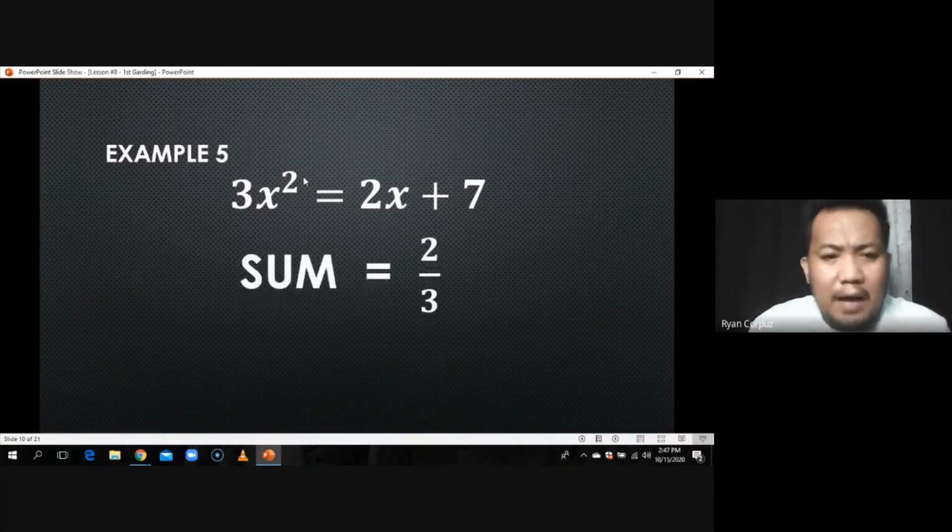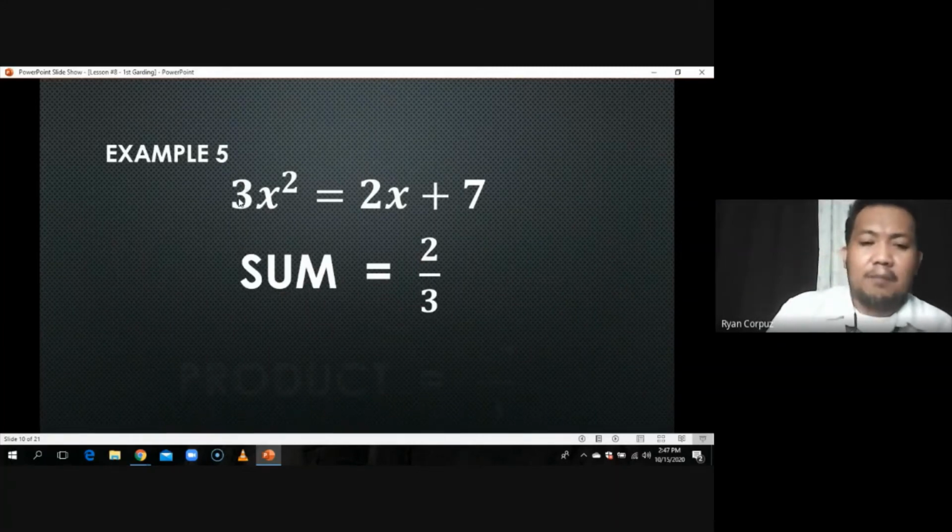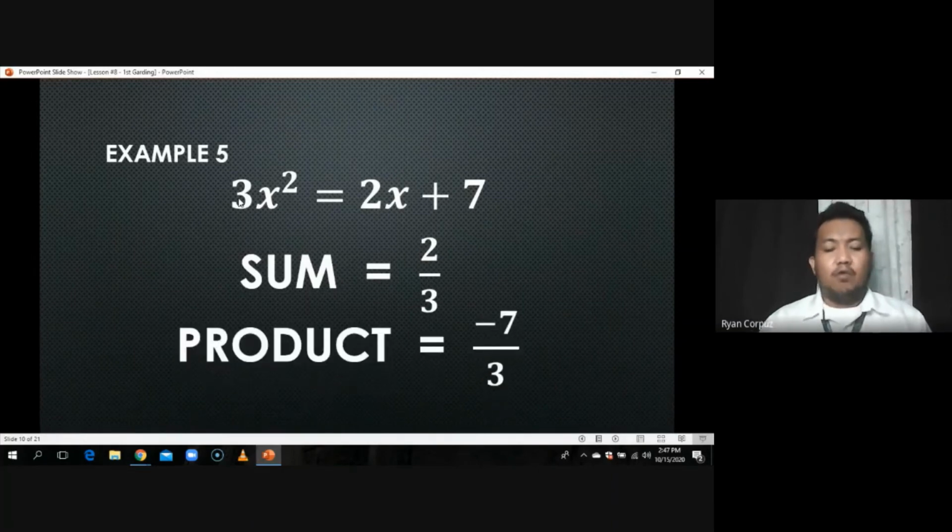How about the product? So yung 7 is on the right side. For you to identify correctly the value of c, you have to move it to the left side of the equation. Pag minove mo yon, from positive 7, magiging negative 7. Ang kailangan natin for the product ay c over a. So negative 7 yung c natin over the value of a, which is 3. Therefore, the product is negative 7 over 3. So 2/3 is the sum, while negative 7 over 3 is the product.